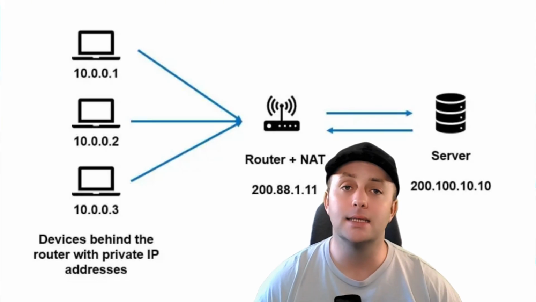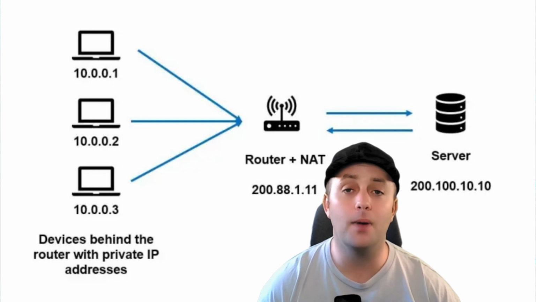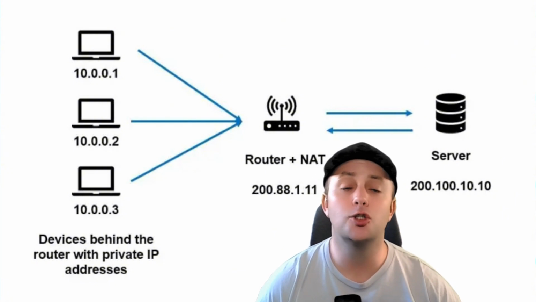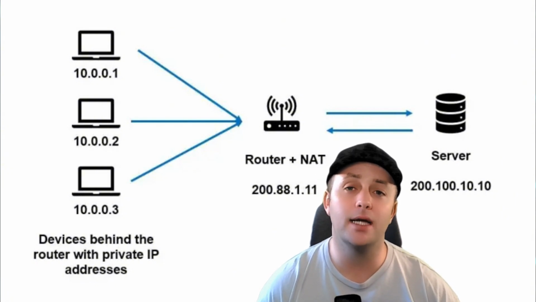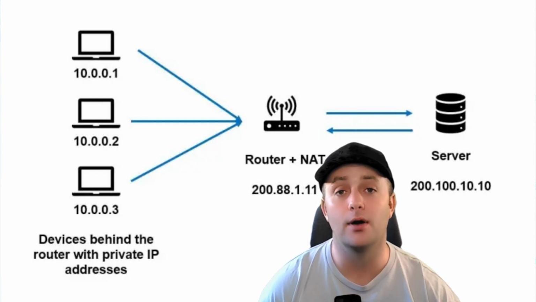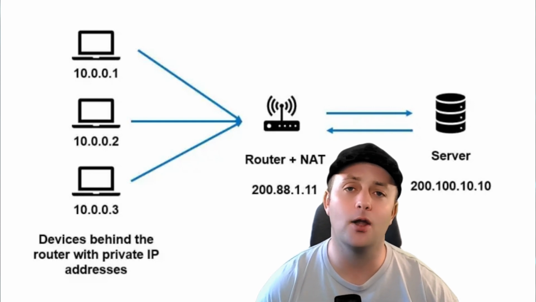Another important concept is NAT, or Network Address Translation. NAT allows multiple devices on a local network to share a single public IP address when communicating over the internet. The router uses NAT to translate the private IP address of the devices into the public IP address of the router, and vice versa. We'll go deeper into NAT in a following video.